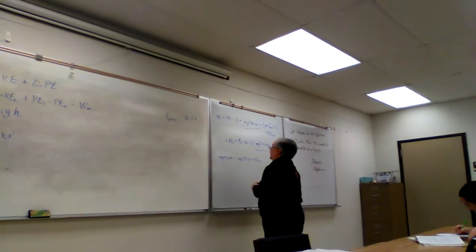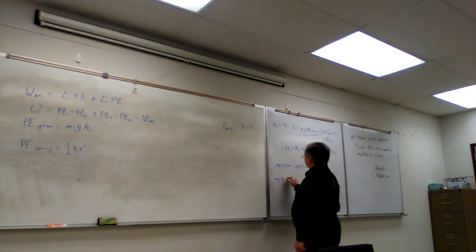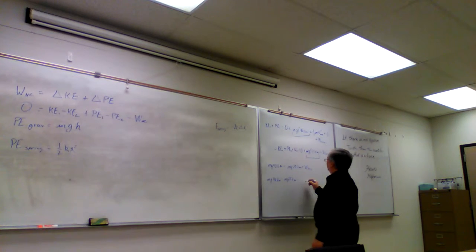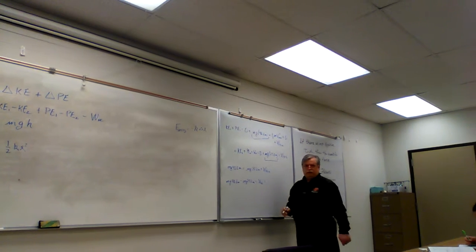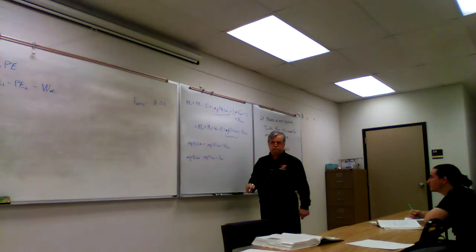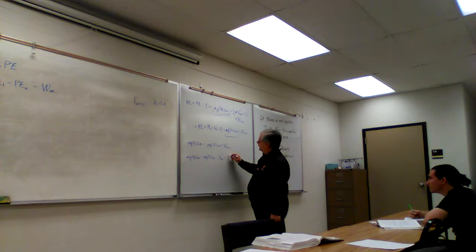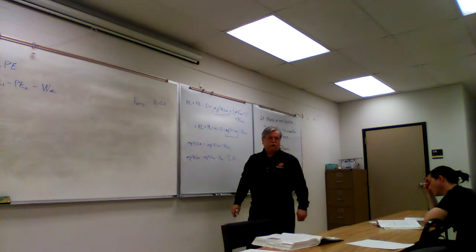So, mass times gravity times 40 meters minus mass times gravity times 25 meters is equal to the work done by friction, which is equal to what? The force due to friction times the distance that the cart has traveled.